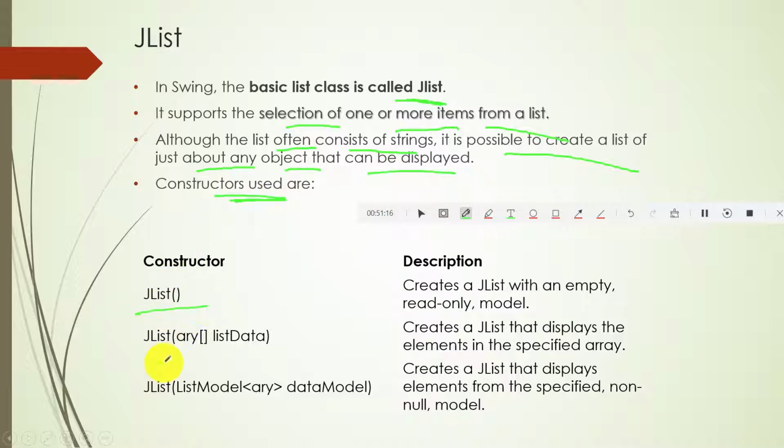One is just JList, another is JList with an array, and another with list data. One more is with a model, the data model. Let us see what they are. First, JList creates a JList with an empty read-only model. The next one creates a JList that displays the elements in a specified array. The last one creates a JList that displays elements from a specified non-null model. Let us see it in a program.